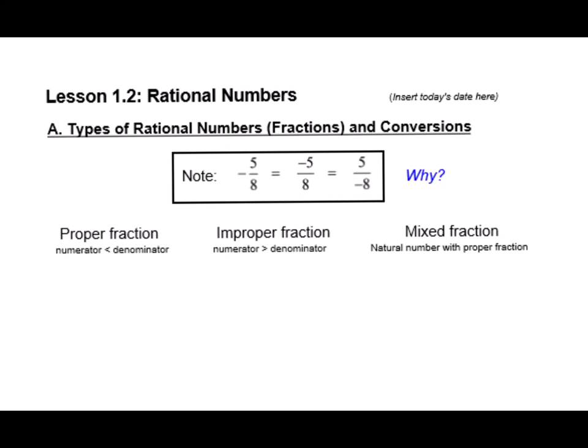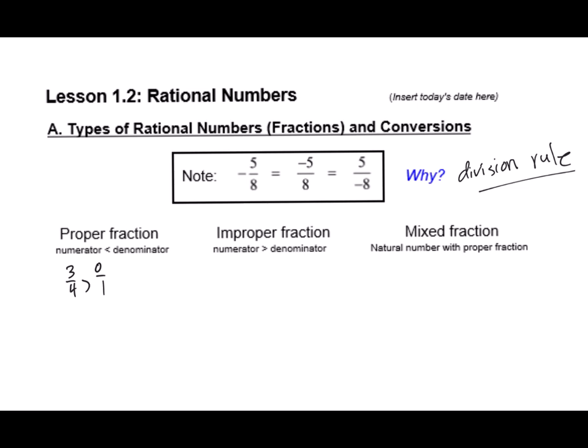Now, let's take a look at it. -5/8 equals -5/8, which is the same as 5/8. Why is that? It's because of the division rule. Now, let's go over some sample fractions that you came up with. When we look at proper fractions, we've got the following. Now, when we talk about an improper fraction, we're talking about the numerator being bigger than the denominator. So here are the examples you came up with, which were excellent.